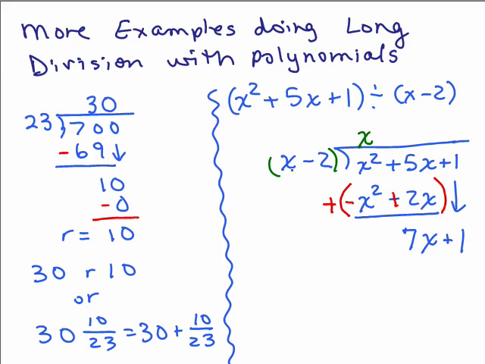I have to figure out x times what will give me 7x. Remember, you always look at the first term here. What are you going to multiply it by to get the first term here? That's going to be 7. So that gives me a plus 7. But I really then have to multiply 7 times the whole quantity out here. So I have to do the distributive property. 7 times x is 7x, and 7 times negative 2 is negative 14.